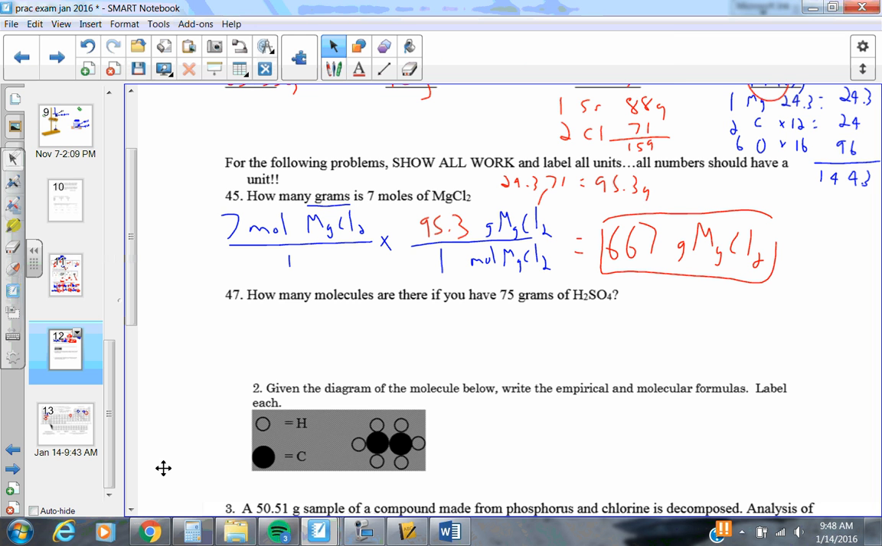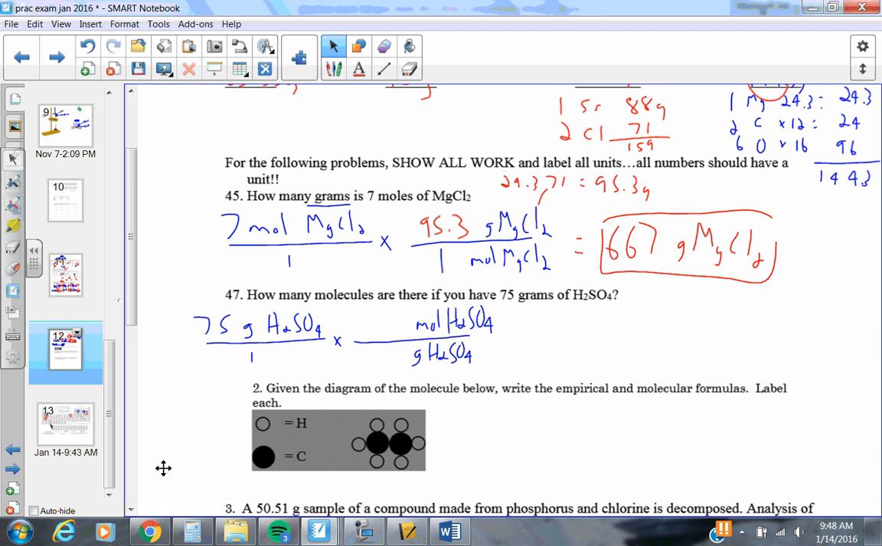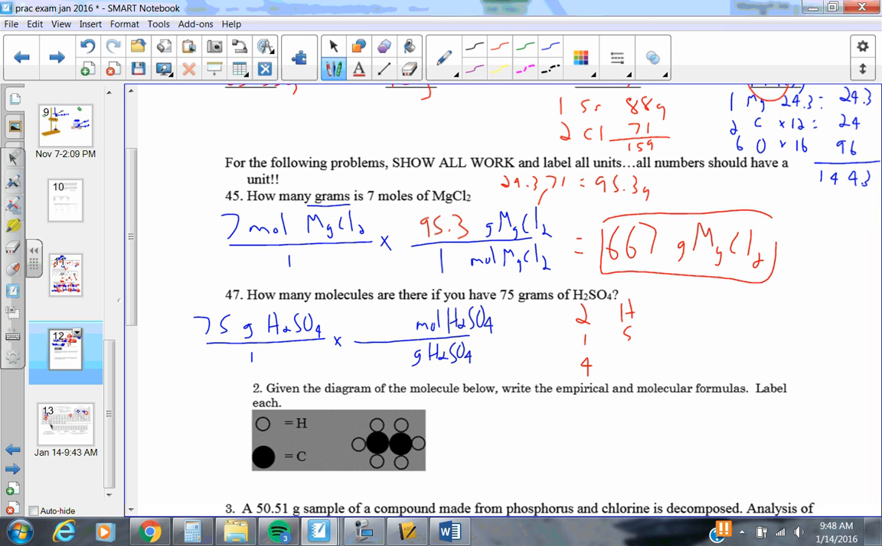How many molecules? Hint here, it's probably going to be a big old number. If I have 75 grams of H2SO4, I'm going to put that over 1. I don't want grams of H2SO4, so it's got to be on the bottom. I can't figure out how many molecules are in a gram. I do know, though, the relationship between moles of H2SO4, or at least I can figure it out. I've got to add up 2 H's, 1 S, and 4 oxygens.